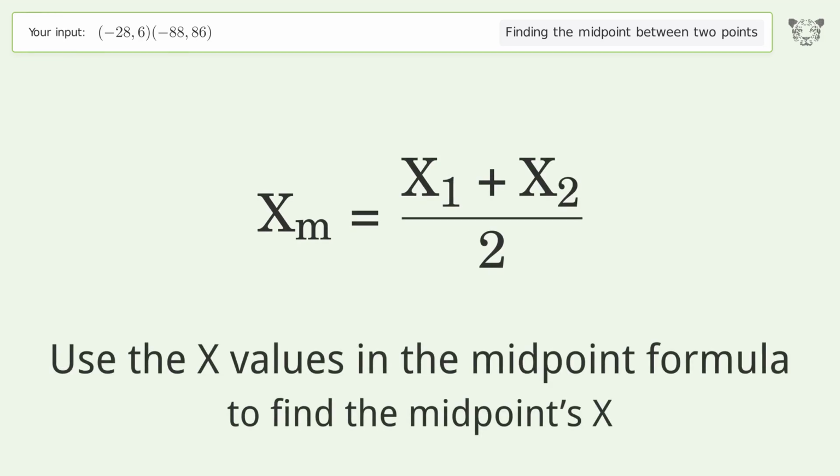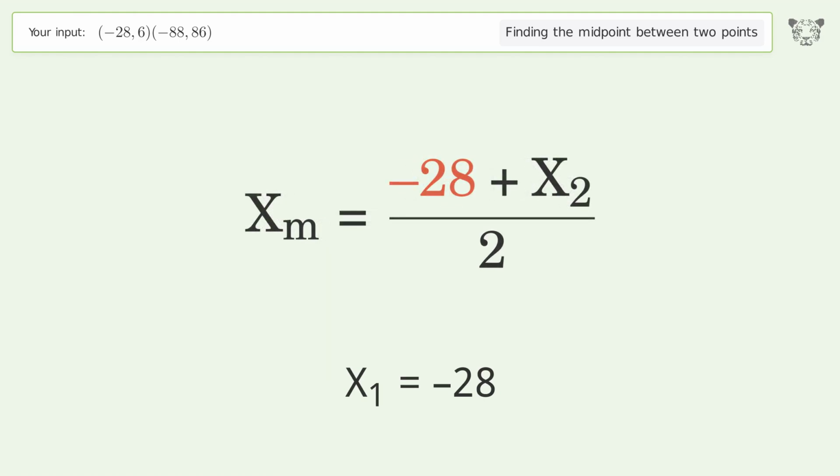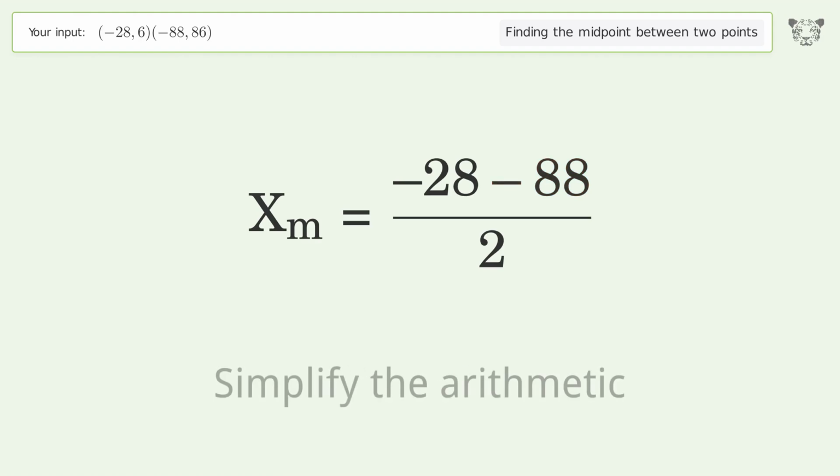Use the x values in the midpoint formula to find the midpoint's x. x1 equals negative 28. x2 equals negative 88. Simplify the arithmetic.